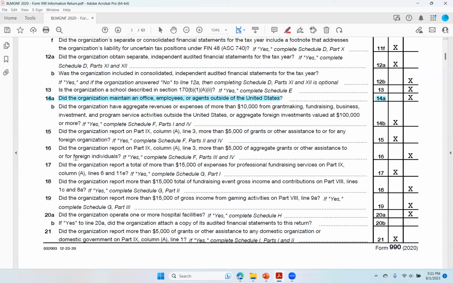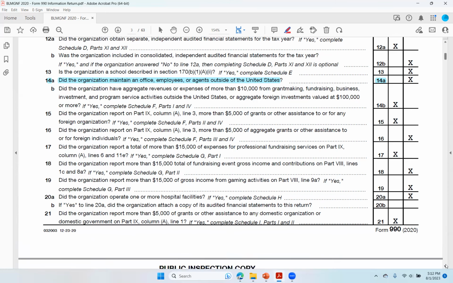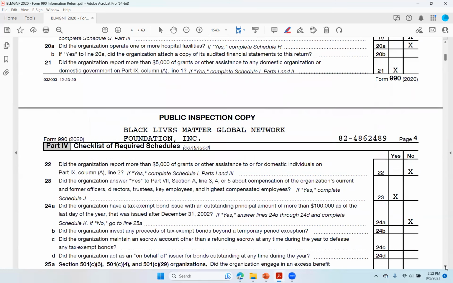So how could they say they raised money outside of the United States if they didn't maintain an office outside of the United States to receive the money? They raised money for program services outside of the United States. That's what they indicate as a yes in 14B. But 14A stated they don't operate outside of the United States. So that's a red flag. Let me continue scrolling down to show you the next red flag that I identified.